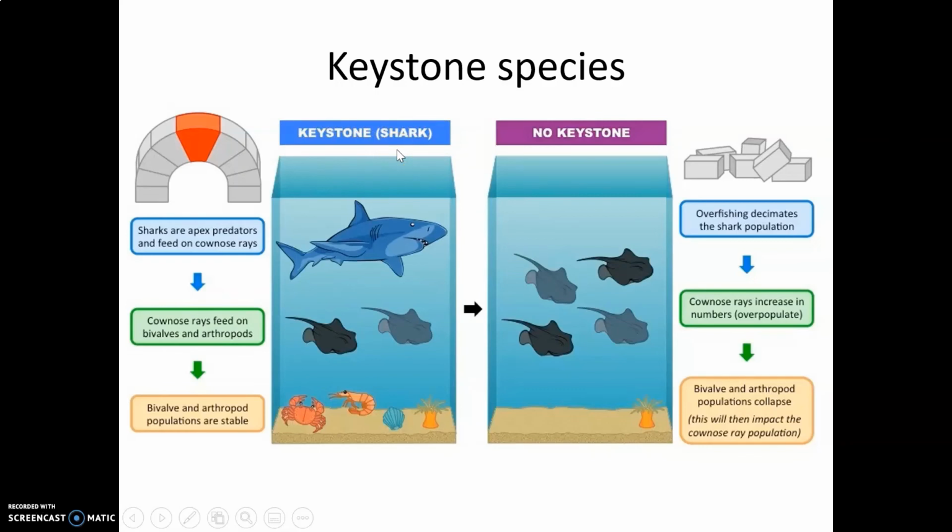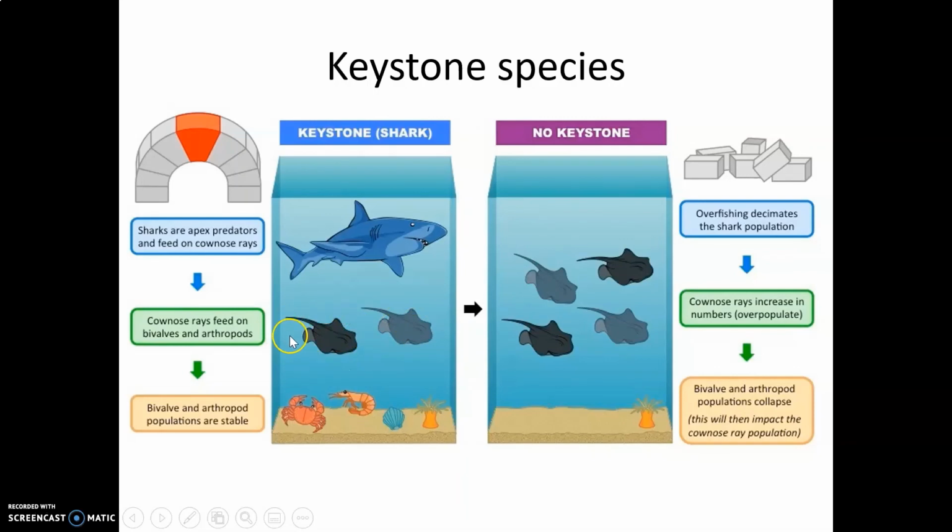And one example is this, of course simplified, community here, where we have a large predator, a shark, and then we have these cownose rays that are then secondary consumers, and then we have some primary consumers down here that would be bivalves, arthropods, other things living here at the bottom. And what would normally happen is that we would have a food chain established, right?